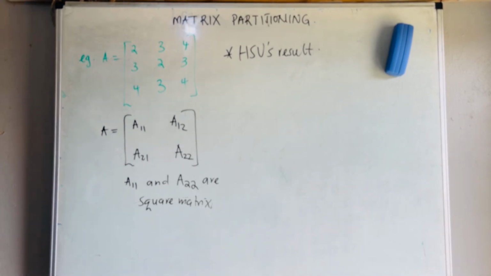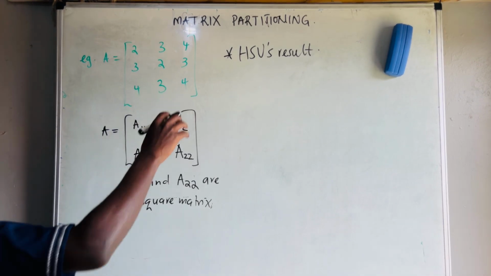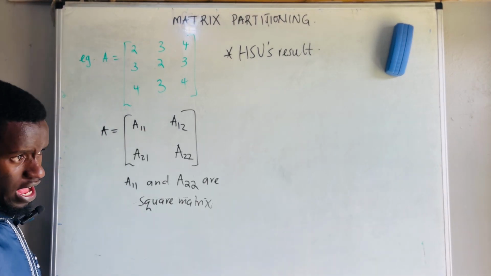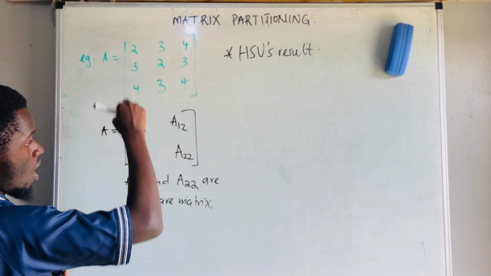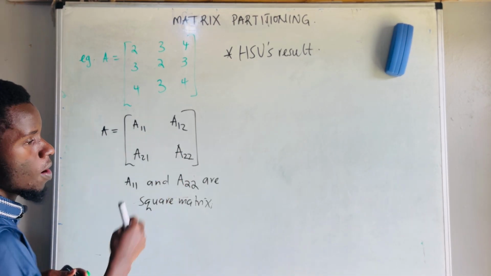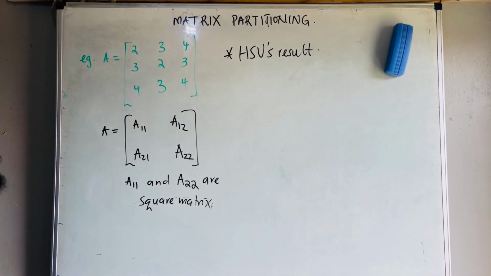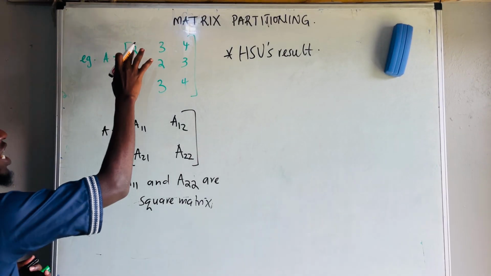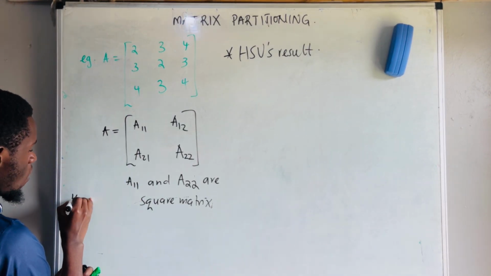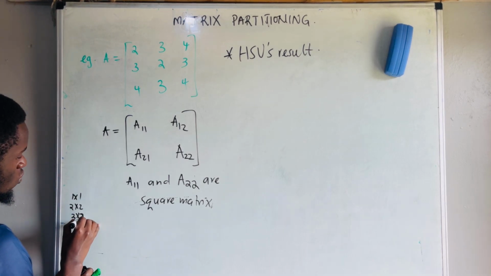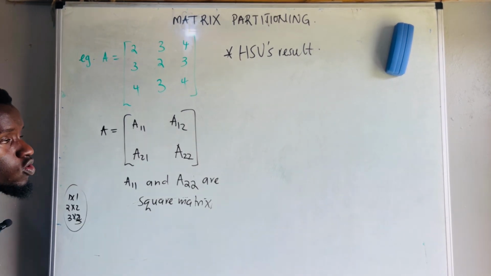Now, what should we do? For example, we have this matrix here. We just need to divide this matrix into four sections, and we make sure that matrices A11 and A22 are square matrices. How do we do that? In this case, we have a 3 by 3 matrix. A square matrix is either 1 by 1, 2 by 2, or 3 by 3. These are what we call square matrices.